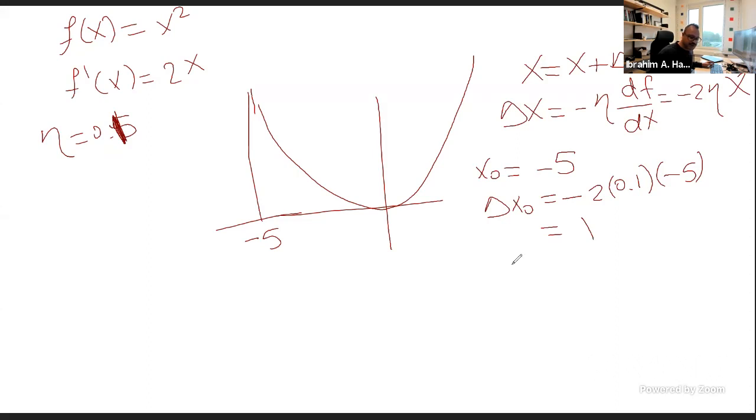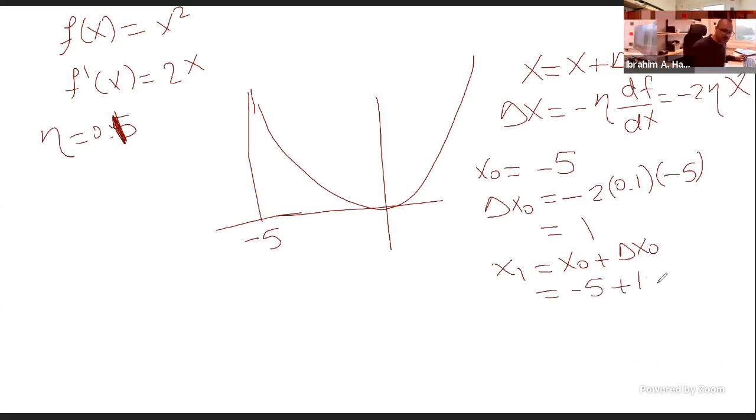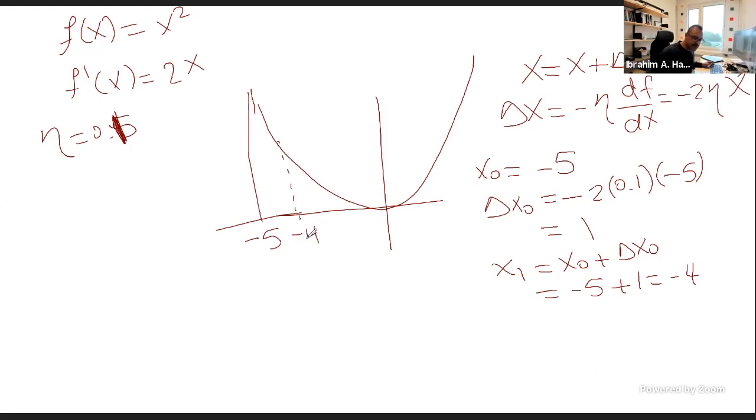So the new x, I will call it x1, will be x0 plus delta x0. What is x0? It's -5 plus delta x0, it's +1, so it will be -4. So now we are moving, in fact. Now my next step will be -4. So now we are moving here to this point, you see? So I started here, now we are here.